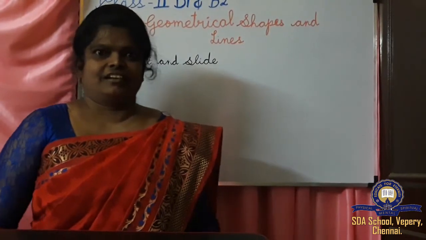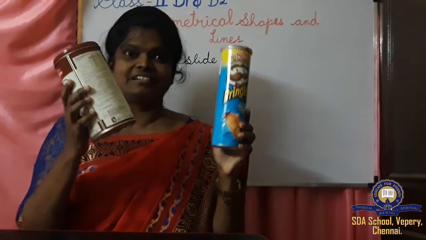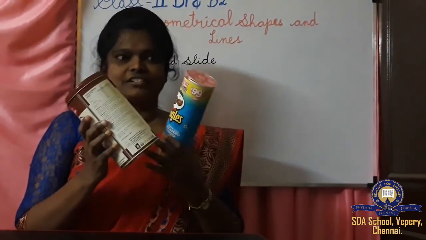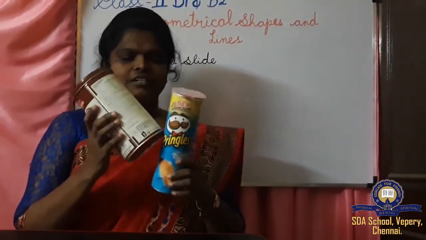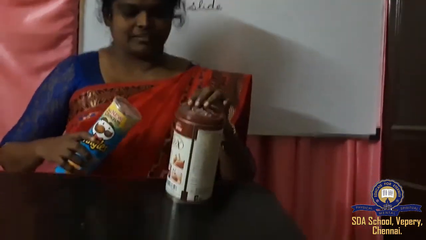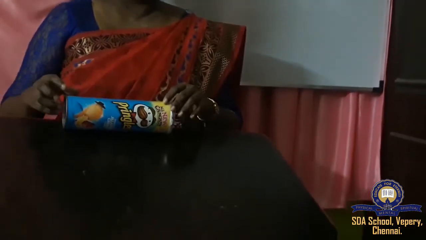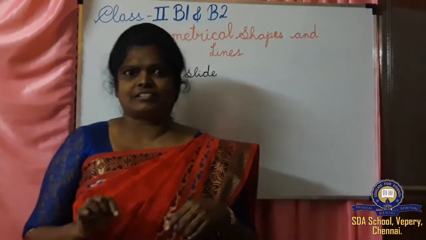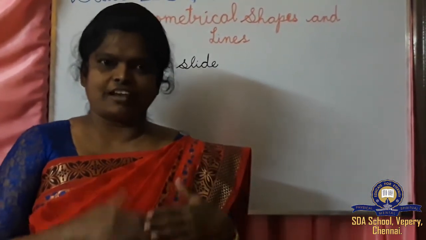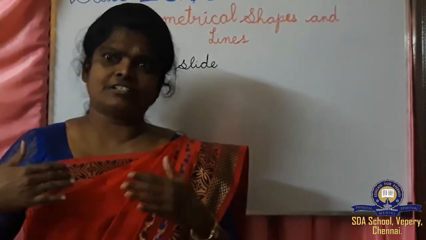The next 3D object is the cylindrical shape. What shape is this? Cylindrical shape. It has 2 flat faces and 1 curved face. Now one thing I'm going to keep on a flat face. Now you see it slides. The next one, on a curved face I'm keeping, it rolls. Now the cylindrical shapes, when you keep it on a flat surface, it slides. When you keep it on a curved surface, it rolls.